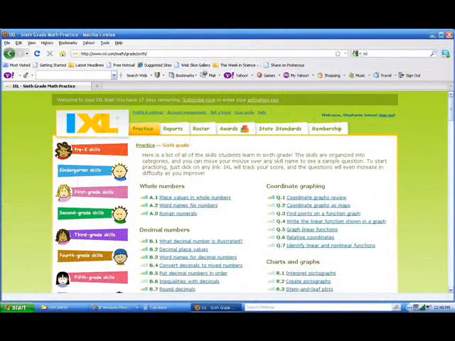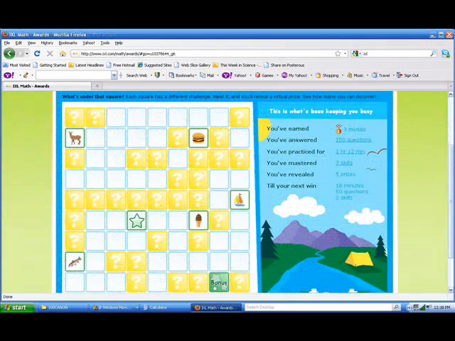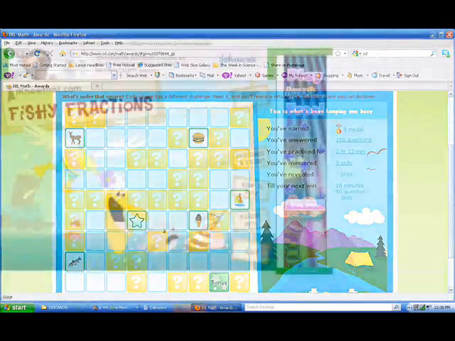In IXL, each grade level has its own themed game board filled with awards and prizes, so practicing math is like one big treasure hunt. Each time a student achieves a fraction goal, whether it's mastering a skill or practicing for a certain amount of time, they uncover a game piece that helps them on their journey.